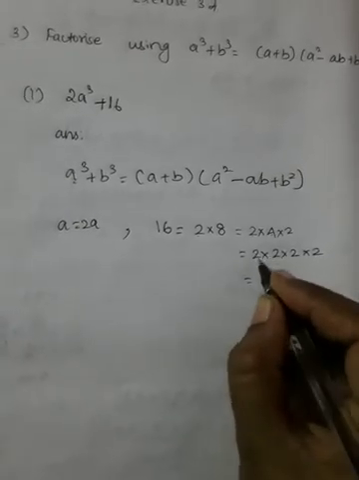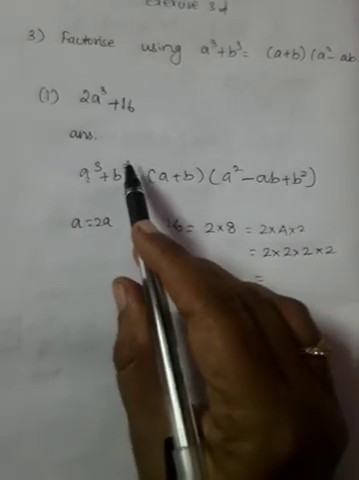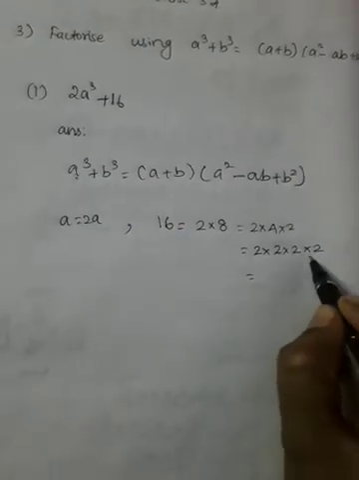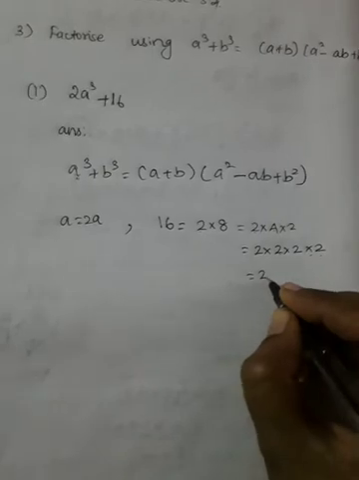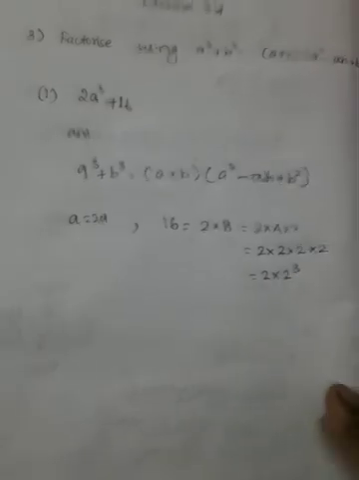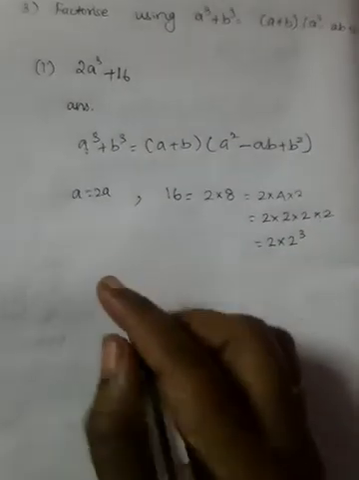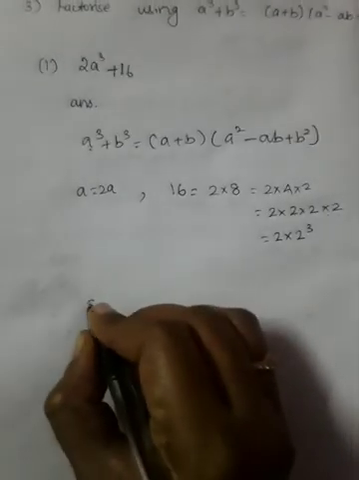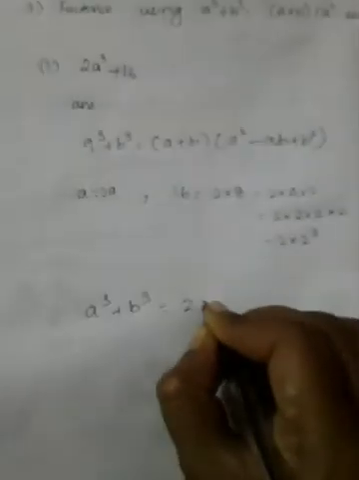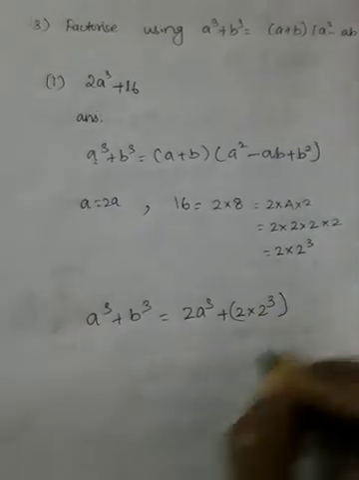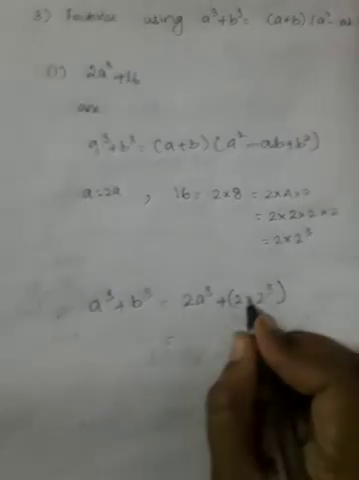Okay, so now what do you want? Actually we want only cube. So how many 2s can we take? Only three 2s we can take. So 2 into 2 cube. Write like this: 2 into 2 cube. Now we can write a cube plus b cube, where 2a cube plus 16 can be written as 2a cube plus 2 into 2 cube. Now check the steps.